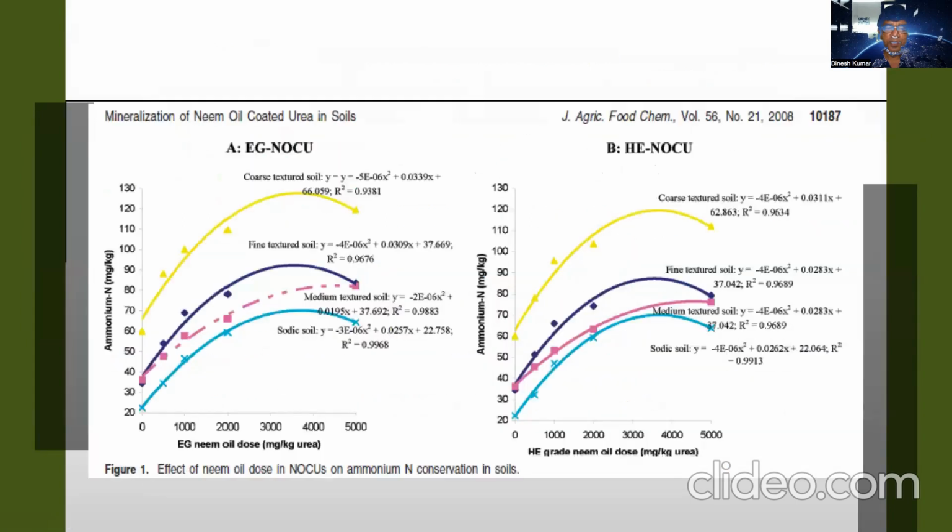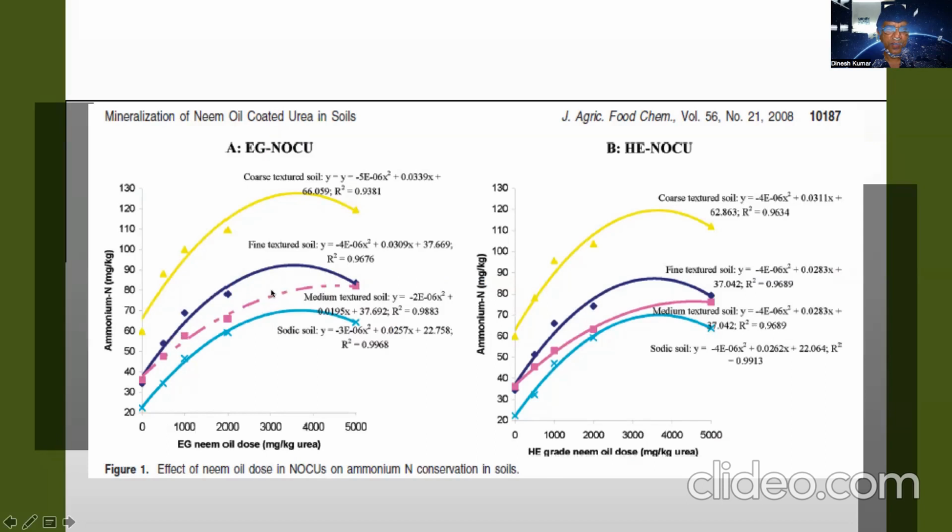So a few more papers just to show you the value of this subject. It is a very, very important subject. Here you can see the neem oil dose on the x-axis, on the y-axis you have ammoniacal nitrogen. And here it is in 4 different soils. So for 4 different soils, you are seeing the results in one graph.